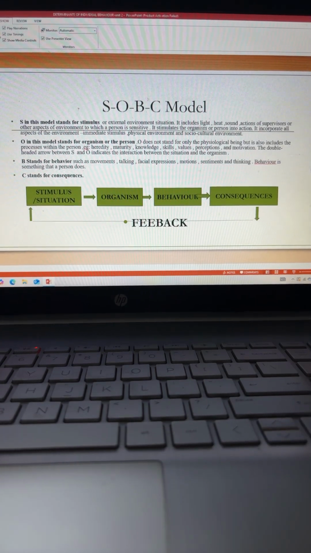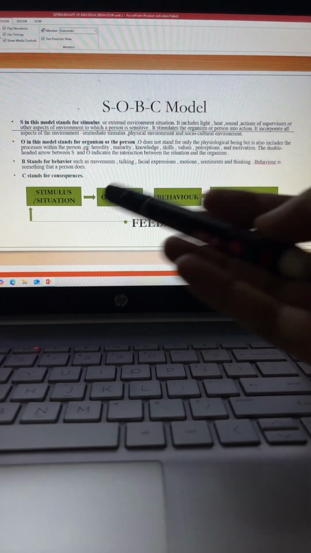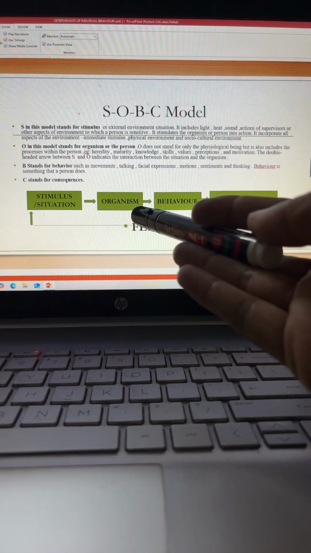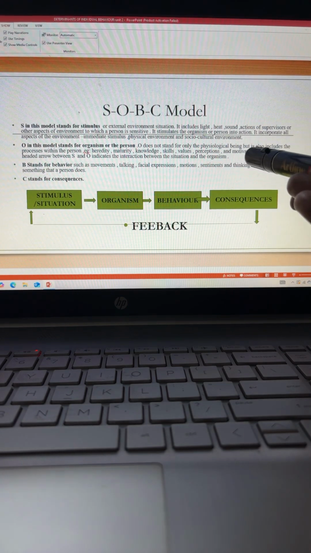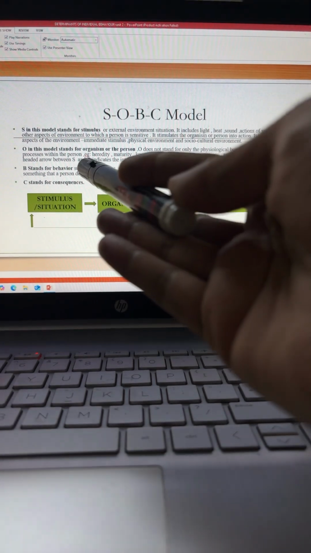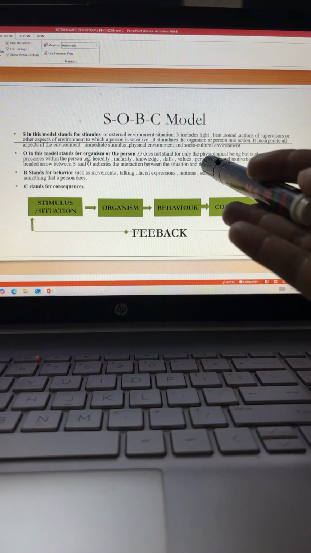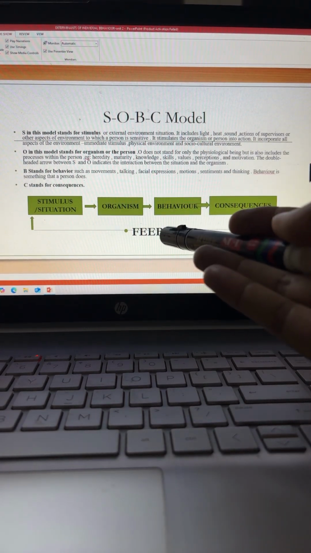Then we talk about the SOBC model, which stands for the stimulus, that is the external environment; the organism, that is the physical being, including the processes within the individual, that is hereditary, maturity, knowledge, skills, values, perceptions and motivation of the individual.